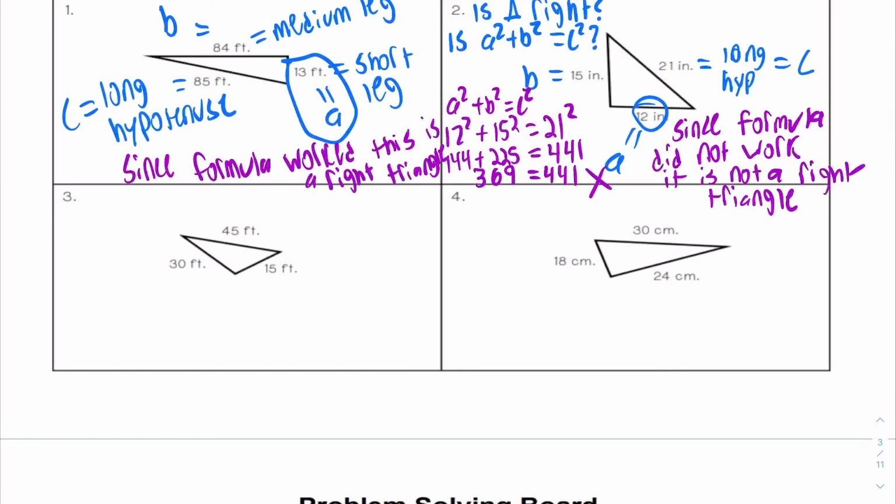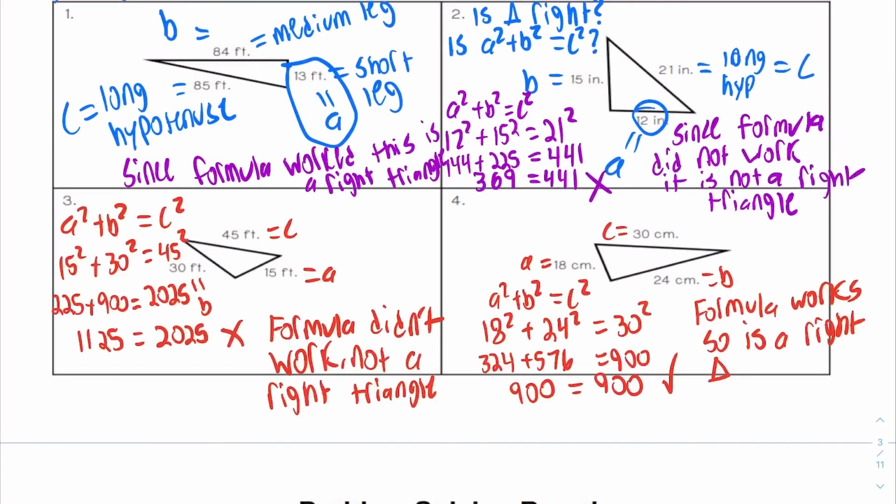Okay, I need you to do the same thing for 3 and 4, and that's going to be your practice. So in 3 and 4, try to do what I did for 1 and 2, and then in a few seconds I'm going to show the answers. There's my work for number 3 and 4. Yours should be something similar.